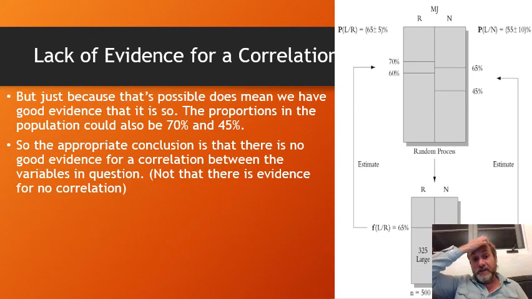But as we've said, just because that's possible doesn't mean we have good evidence that there's no correlation, right? For all we know, it could be 70% and 45%, right? So the appropriate conclusion to draw when we have an overlap like this is that there's no good evidence for a correlation between the variables in question. We don't conclude that there's evidence for no correlation. Convince yourself that those are two different claims, right?